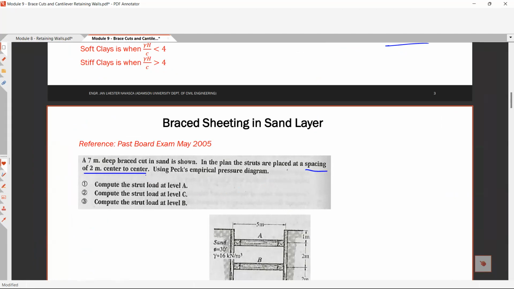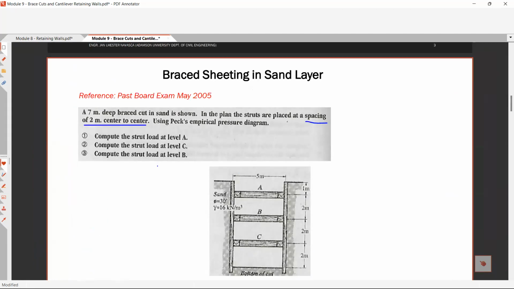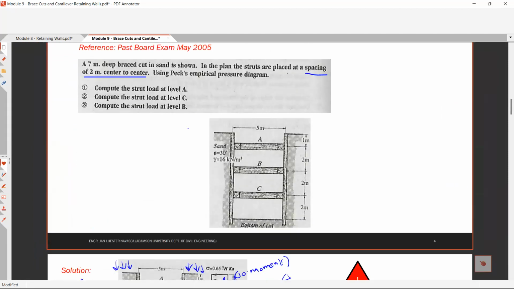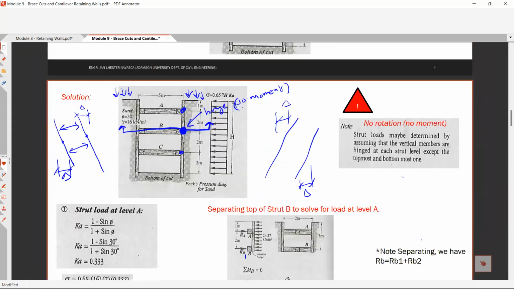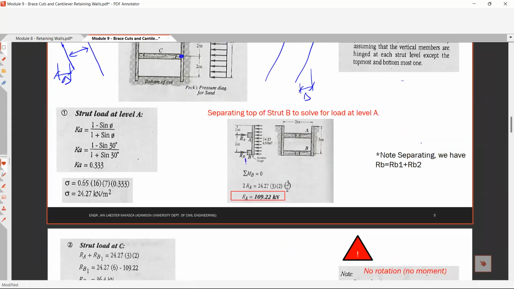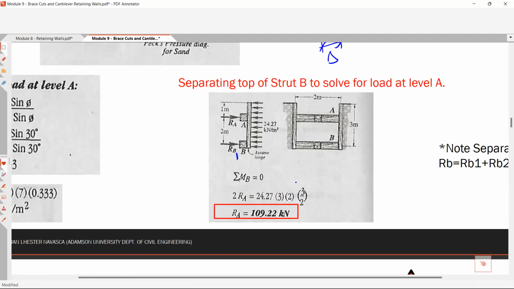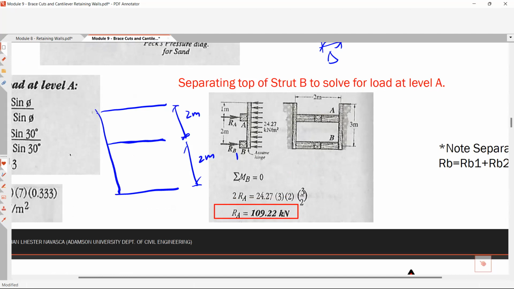Meaning, yung going out of your screen, meron siyang spacing ng strut na 2 meters. So kaya tayo nag-consider ng 2 meters dito. Pwede rin naman considering 1 meter na spacing, it's up to you guys. Pero bakit 2 meters kasi yun yung kinonsider nating spacing. Meaning, ito yung 2 meters, ito yung 2 meters. So, ito yung ating retaining walls.